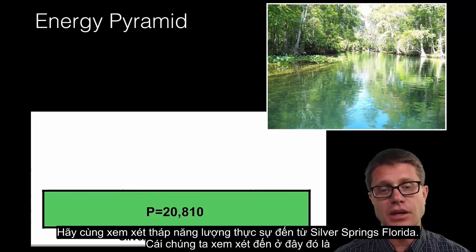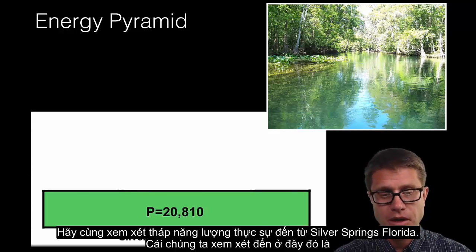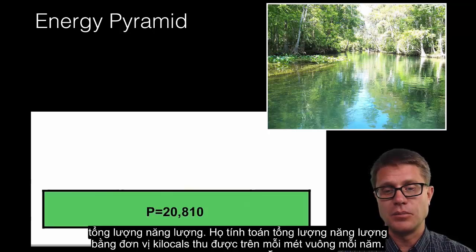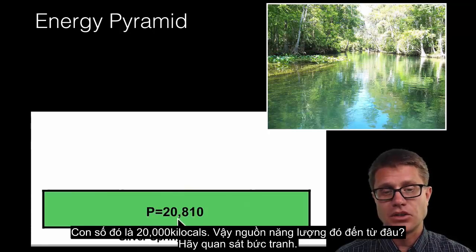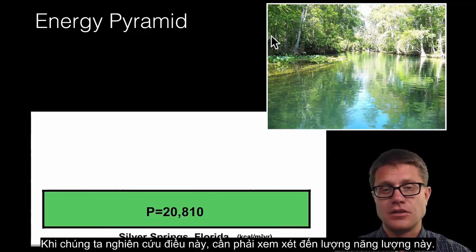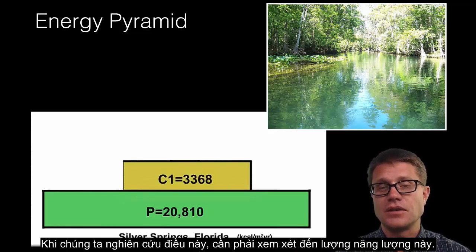And let's look at an actual energy pyramid from Silver Springs, Florida. What we're looking at here is the amount of energy. They're measuring it in kilocalories per meter squared per year. And so it's 20,000 kilocalories. Now, where's the energy found? Just looking at this picture, it's going to be, for the most part, in these trees. What amount makes it to the next level, to the consumers? Well, when they studied it, it was this amount.